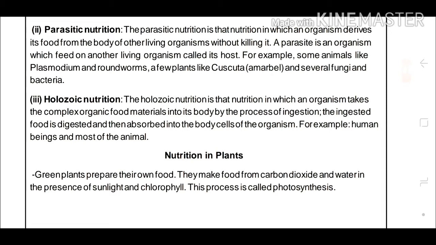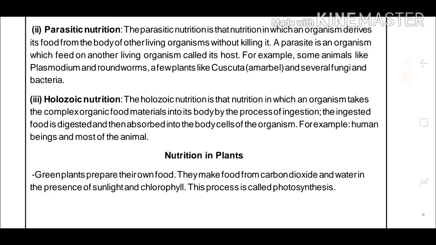3. Holozoic nutrition. Holozoic nutrition is that nutrition in which an organism takes complex organic food materials into its body by the process of ingestion, and the ingested food is digested and then absorbed into the body cells of the organism. For example, human beings and most of the animals.